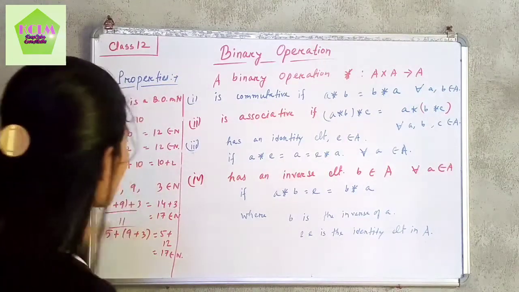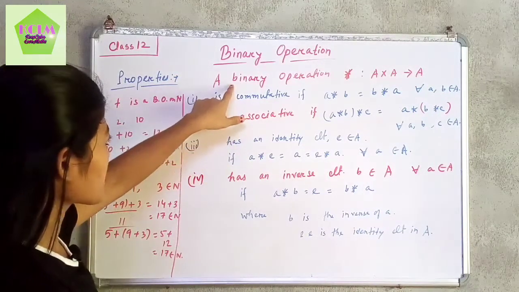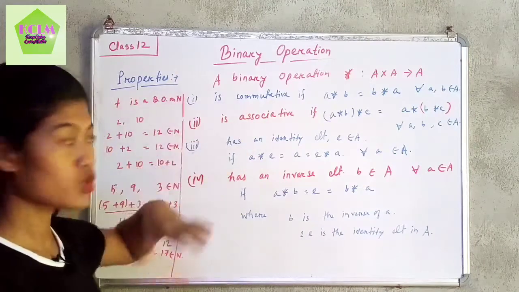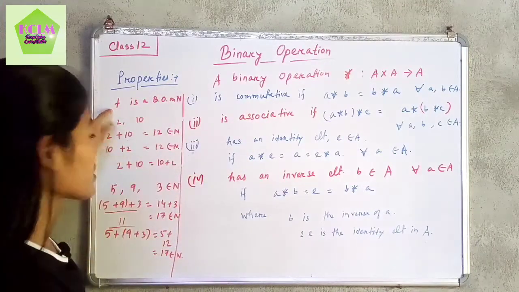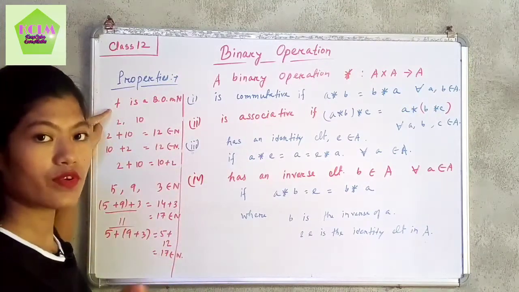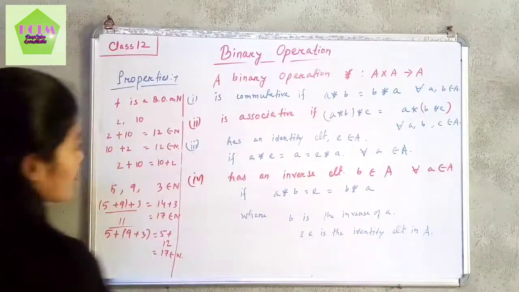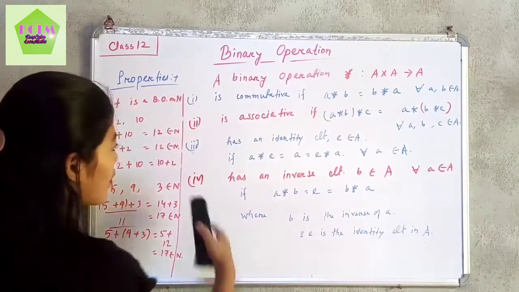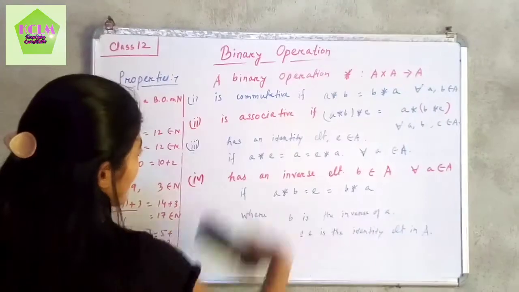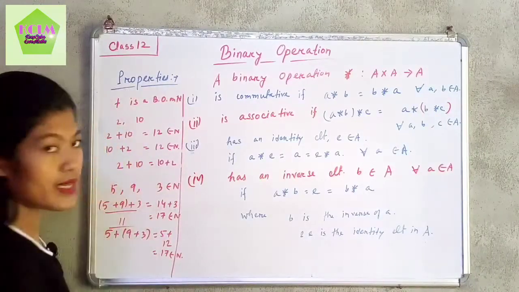So how a binary operation is called commutative, I am just showing with the binary operation addition, but you can check it for other operations also. And now, how an operation has an identity element in the set. So let's see.